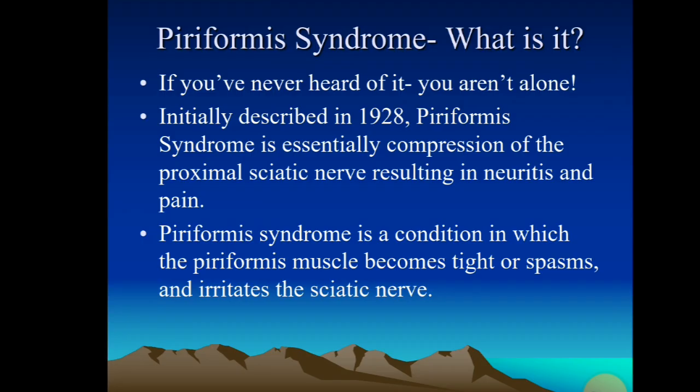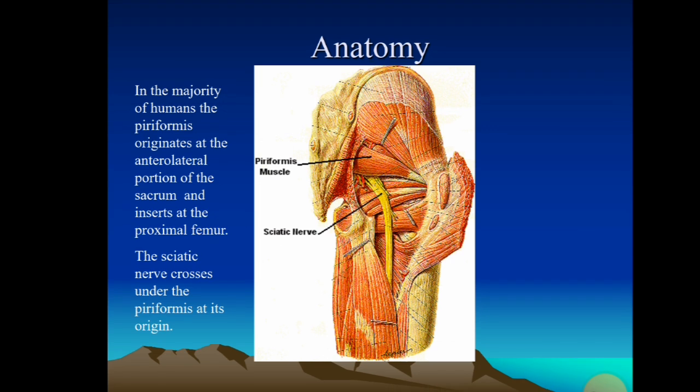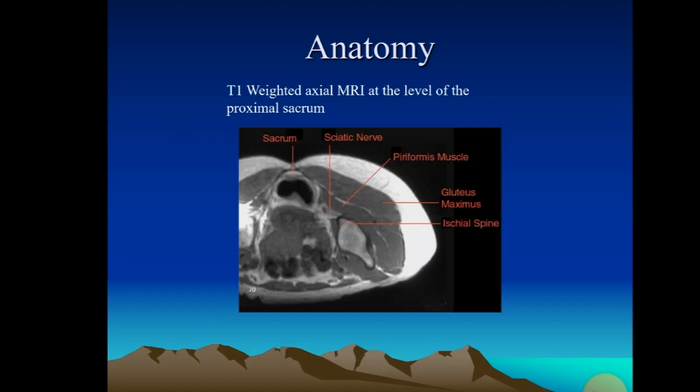It is essentially the compression of the proximal sciatic nerve, resulting in neuritis and pain. It is a condition in which the piriformis muscle becomes tight or spasms, or we can say irritates the sciatic nerve. In the majority of humans, it originates from the anterolateral portion of the sacrum and inserts at the proximal femur. The nerve crosses under the piriformis at its origin.